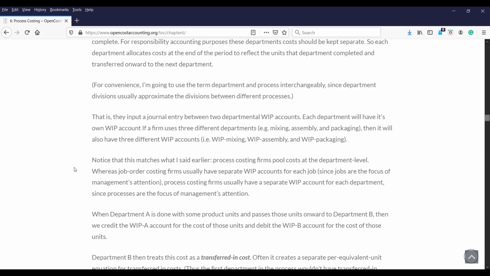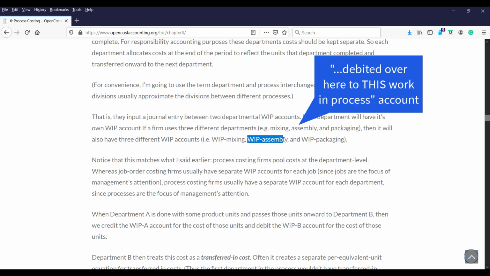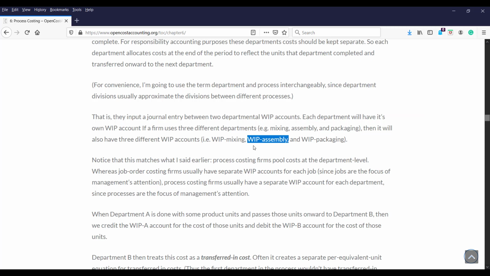Okay, so the idea is that each time a unit gets completed by your department, it moves: you have its costs credited to your WIP account and then debited to the next WIP account. So when mixing gets done with some unit, it credits its WIP account the cost of those units, and that gets debited over here to work in process. So this third complication is dealing with that. If you're the first in the chain, you don't have to deal with that. But if you're later on in the chain, you have to deal with transferred-in costs.